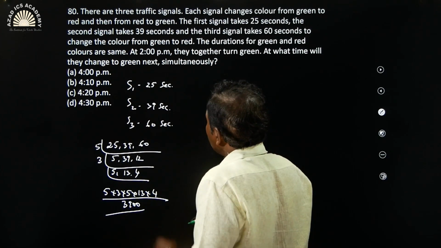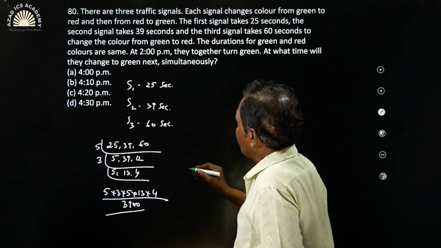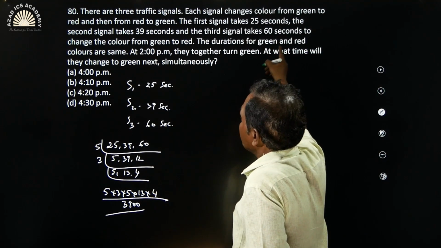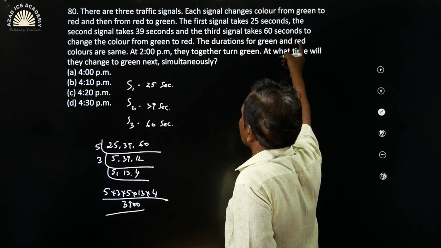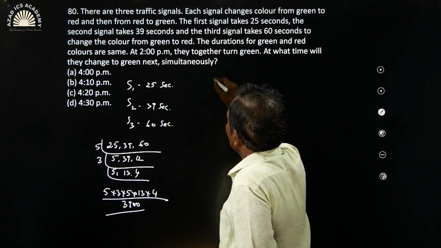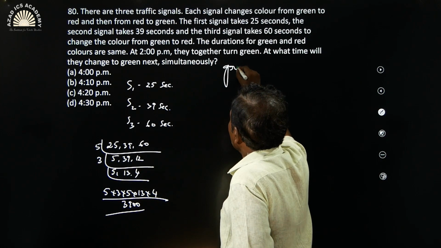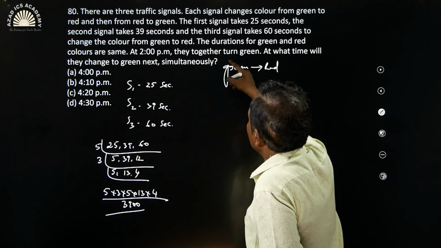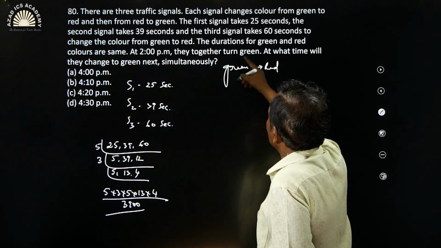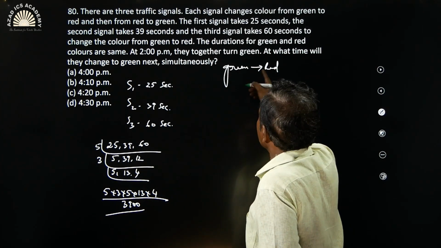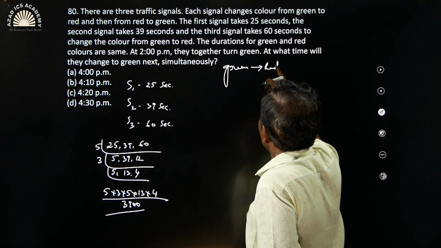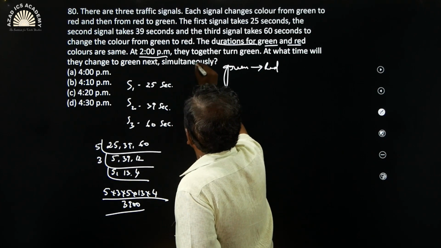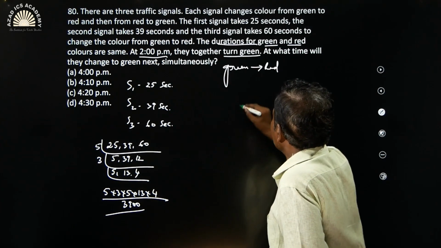Now, what information is provided here for the change of color? 25. The second signal and third signal takes 60 seconds to change the color from green to red. Green to red. The duration for green and red colors are same. At 2 p.m. they together turn green. Green, red, green.